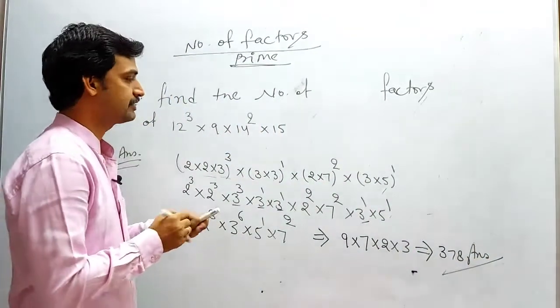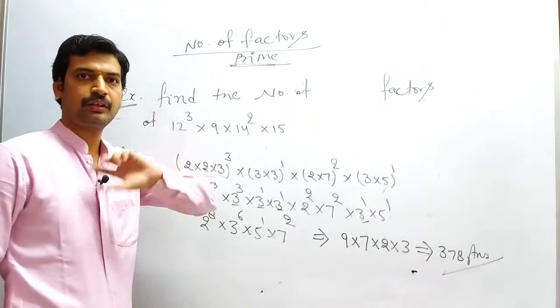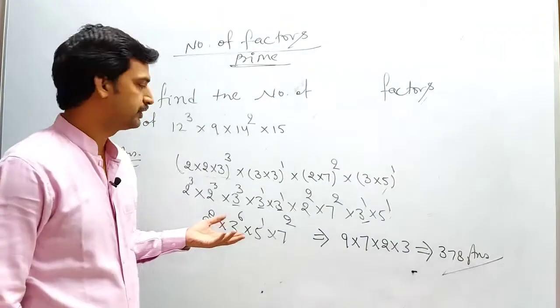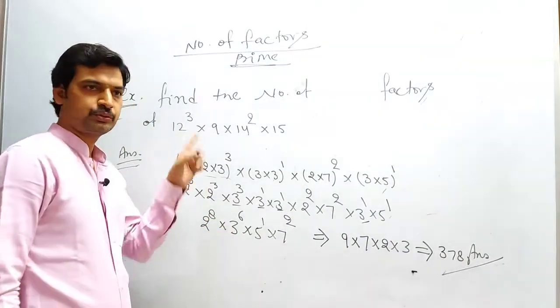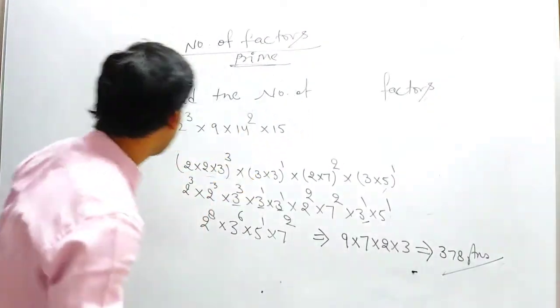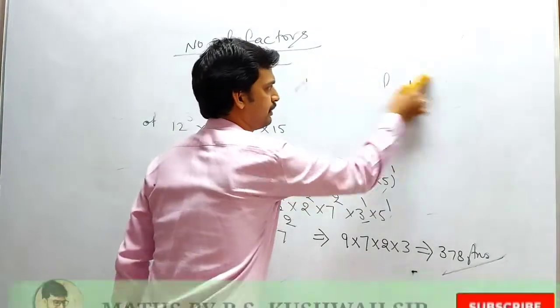So how many factors are there? 378 factors. And there is what? A long way to find out all 378 factors. So you need not find these all. Number of prime factors were given already. This is the number of factors. So it's also an easy one. We'll change to the next one. These are small topics in number system.